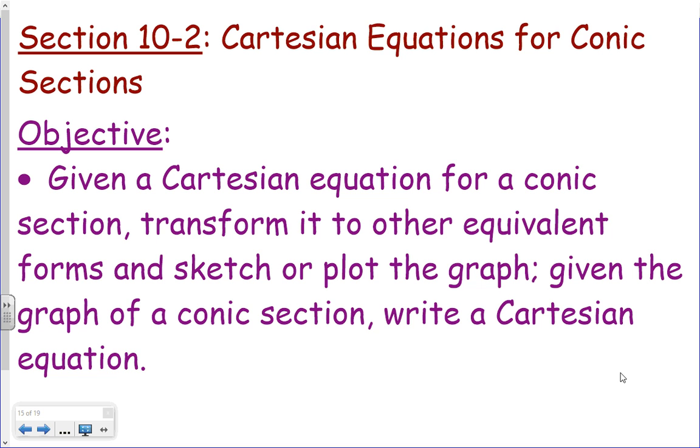The objective is, given a Cartesian equation for a conic section, transform it to other equivalent forms, and then sketch or plot the graph. And secondly, given the graph of a conic section, write a Cartesian equation.